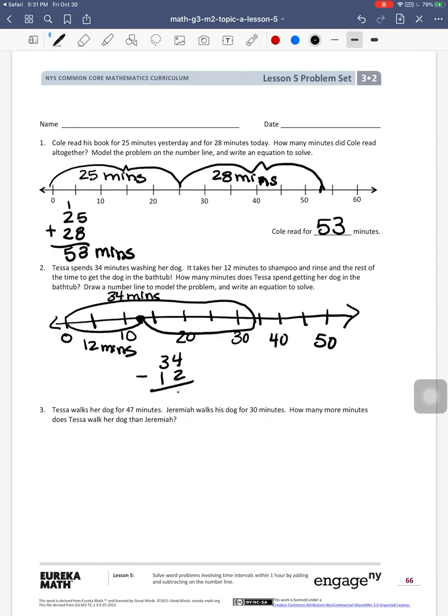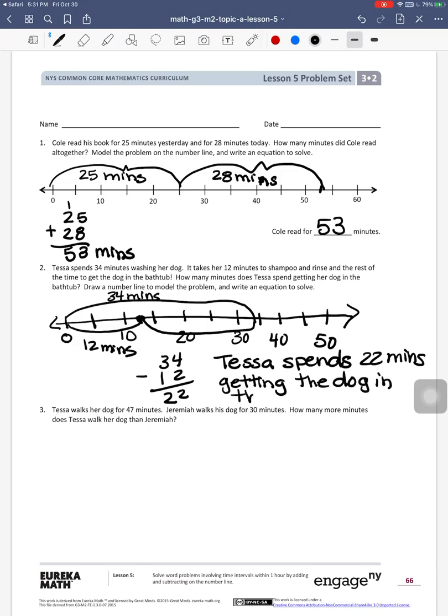So 4 minus 2 is 2. 3 minus 1 is 2. So Tessa spends 22 minutes getting the dog in the tub.